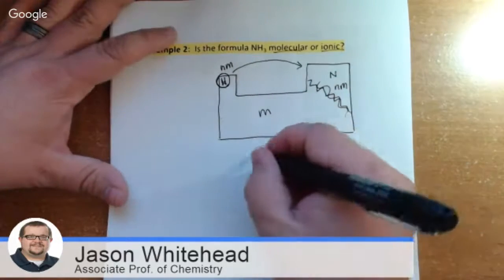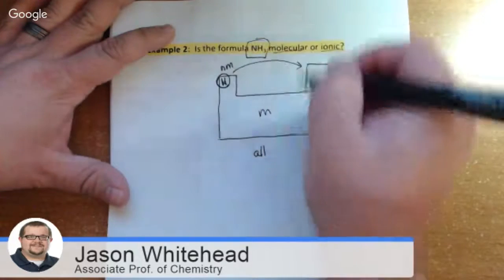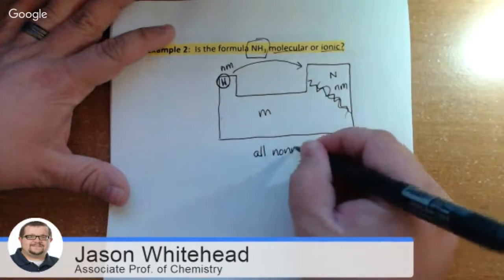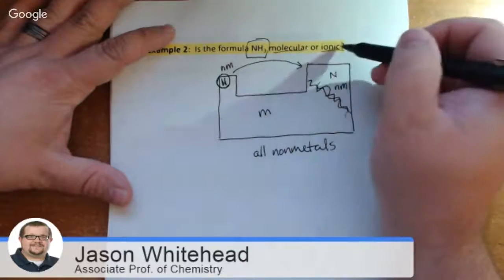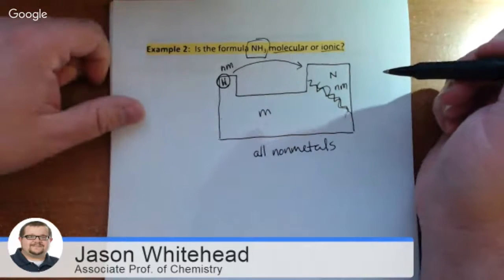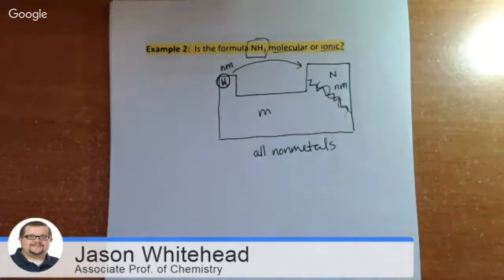So, quick question. You guys can type it out in chat. If I have NH3 that I'm trying to identify, and it contains all nonmetals, what am I looking at? Something that's molecular or something that's ionic? Go ahead and vote in chat and let me know. Okay, Nick, Jesse, Steven, all going in the right direction.